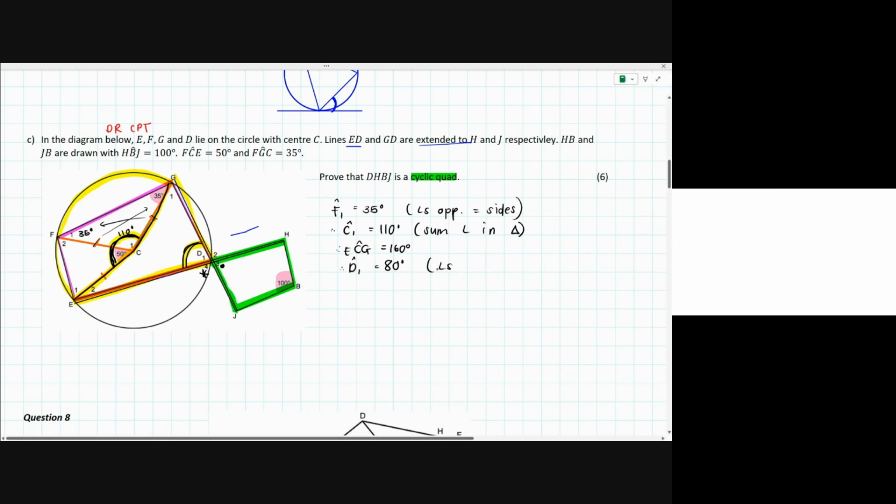Angle at center. That whole thing. Such a long reason. So annoying. Okay, so now we know that D1 is equal to 80. Now, this is where you have options.